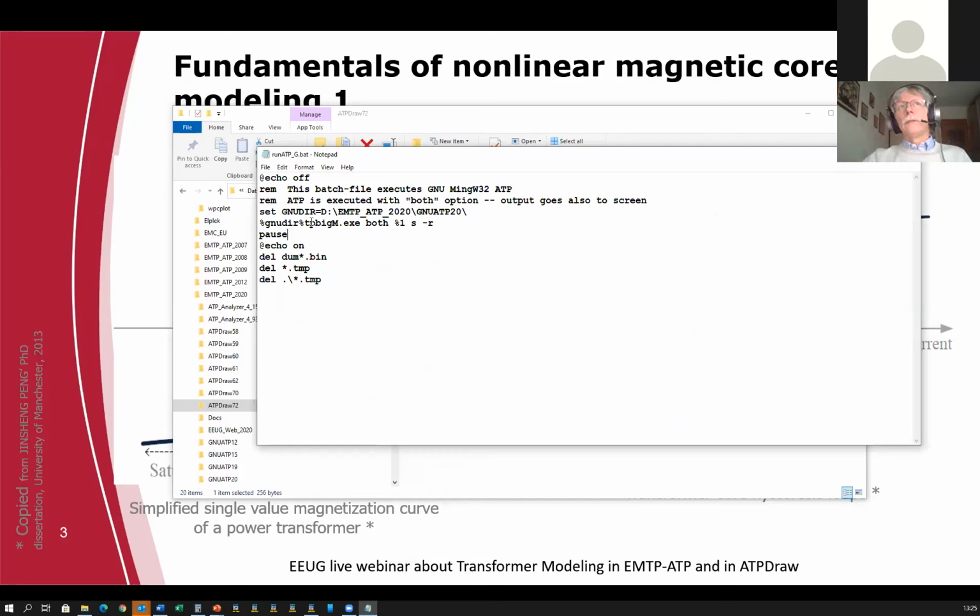You know that EMTP is executed by this command actually. The letter M could be G or even W, depending on which version or compilation of the executable code you are using. But if you put a pause here, as soon as this command is executed, you have a chance to see what was going on in the DOS window, because this command works in a DOS window.